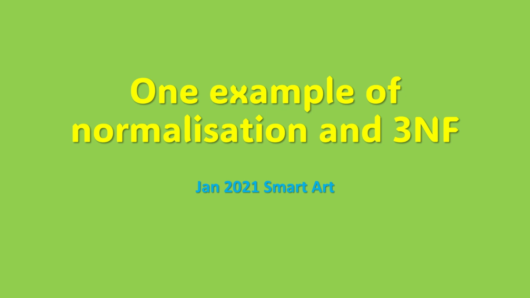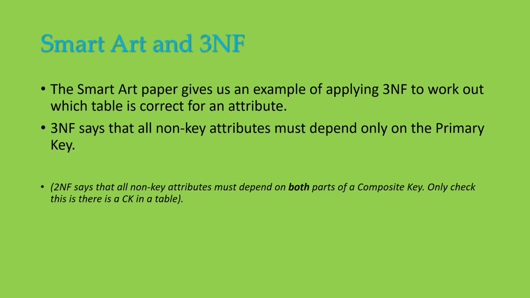So this is third normal form as it relates to the Jan 2021 Smart Art paper. This paper gives us a good example of applying third normal form, that's the 3NF, to work out which table is correct for an attribute, and 3NF says that all non-key attributes must depend only on the primary key. There's also second normal form, which won't be important today, which says that all non-key attributes must depend on both parts of a composite key, and that's only relevant when there is a composite key in a table, which won't happen today, but I thought I'd mention it.